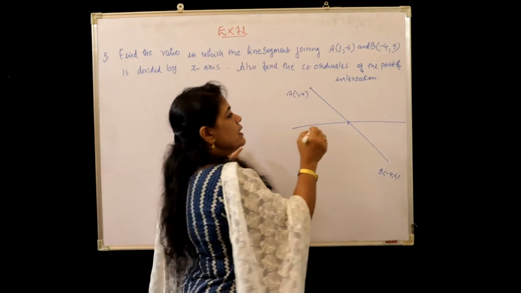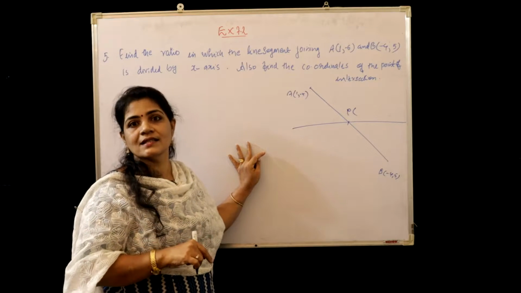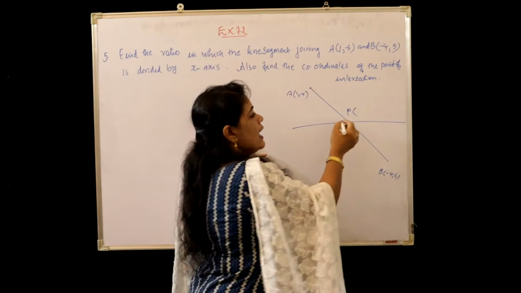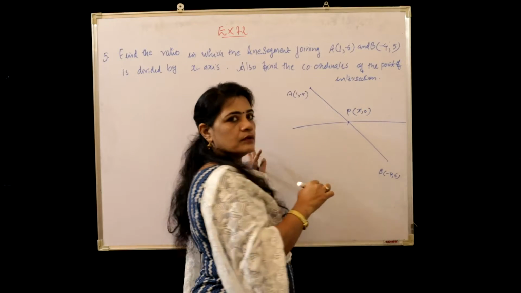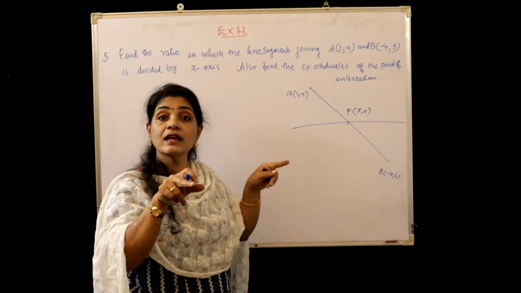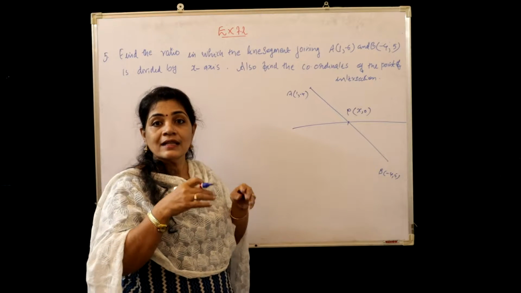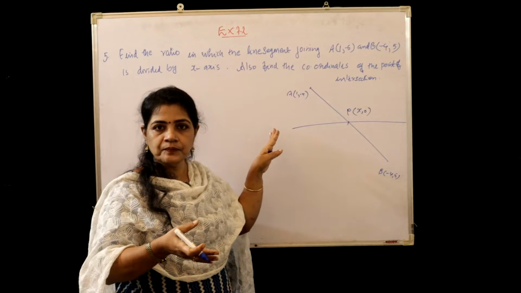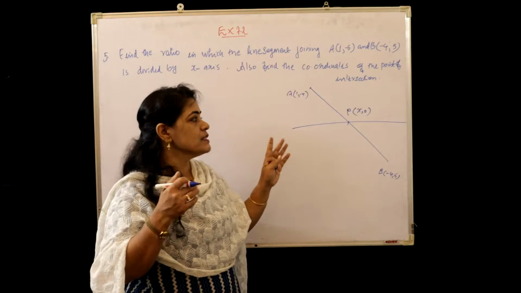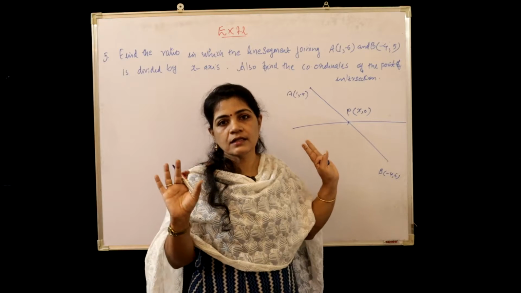Understood? So let it be P. Since that point is on the x-axis, we know the general formula is x comma 0. I hope that idea is clear. If that line segment is divided by the y-axis, you have to take 0 comma y. Since here in this question the line segment joining AB is divided by the x-axis, that means P is a point on the x-axis. So x comma 0. Idea is okay.